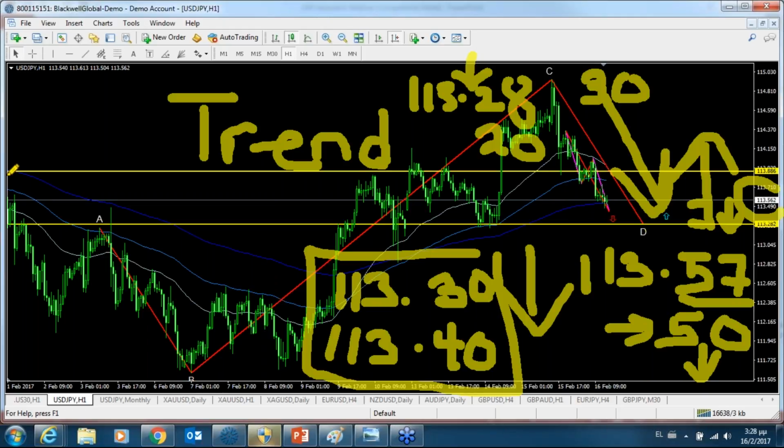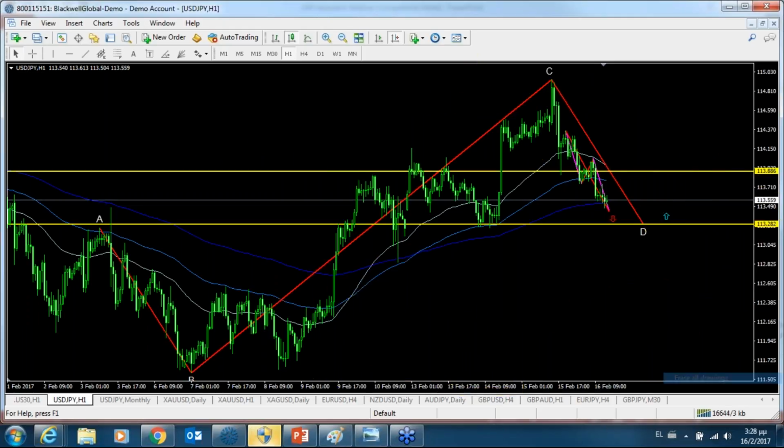Okay, so that is on the USD JPY 1 hour chart. So I'll just erase that drawings right there. Now, if you've got any questions meantime, feel free to ask.